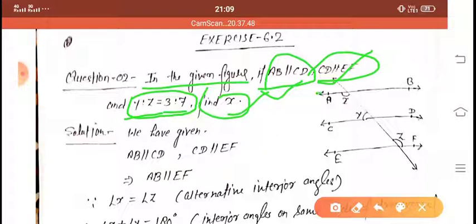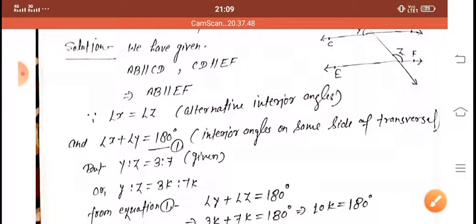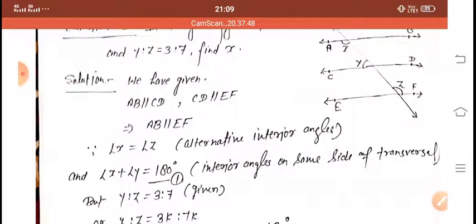In this figure, this is line AB, CD and EF, and this is the transversal. This is angle x and angle y. This is angle z. We have given the ratio between angle y and z. We have to find out the angle x. Now, solution of this.